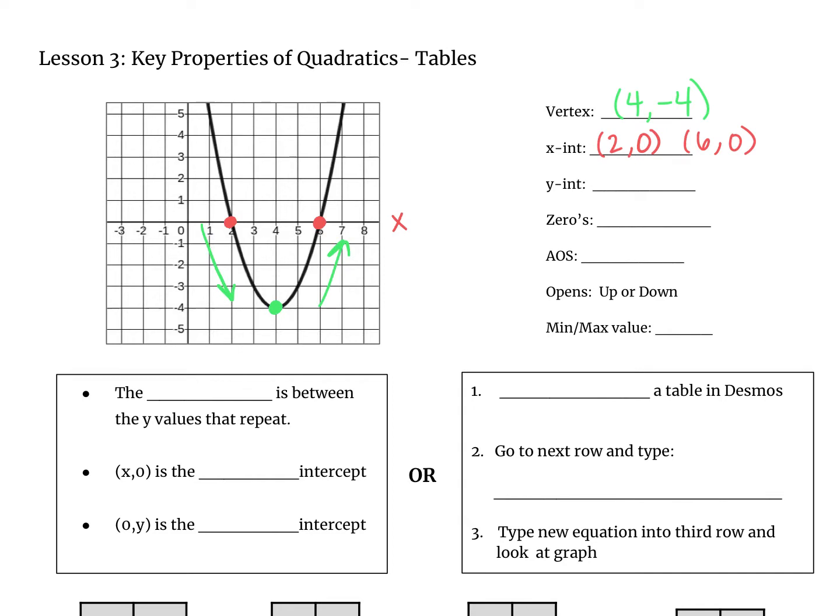Now the y-intercept is when it crosses the y-axis. On this graph shown, we actually cannot see where it would cross the y-axis, so we're just going to skip this one. Next, we have the zeros. Remember, zeros, x-intercepts, solutions, those are all the same thing. So once you find the x-intercepts, you actually also found the zeros. So we'll just rewrite 2, 0 and 6, 0.